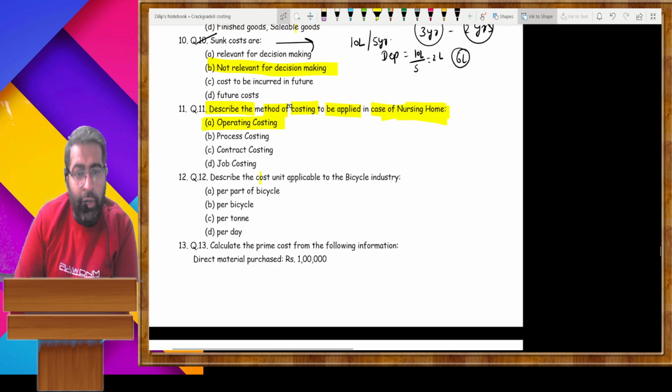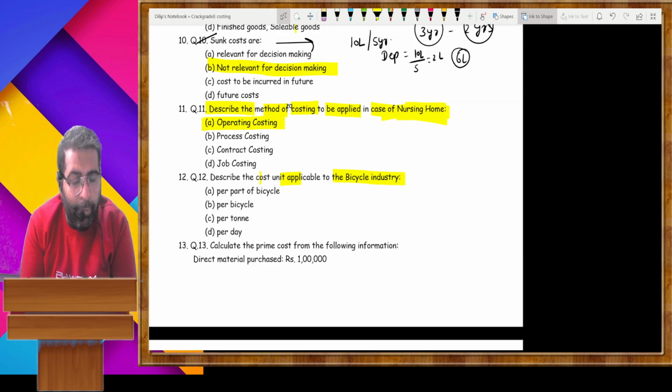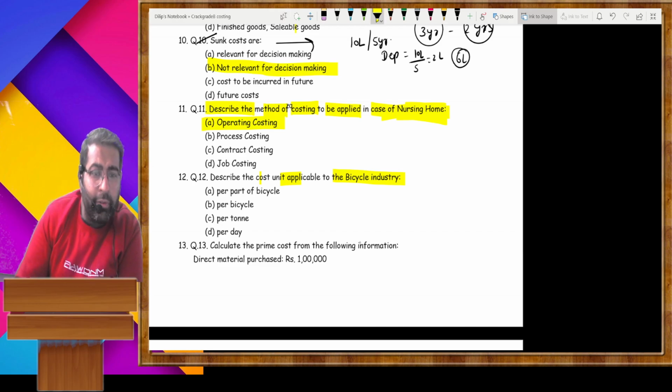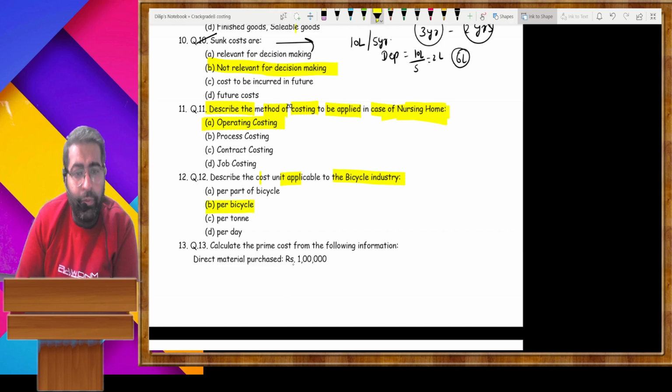Describe the cost unit applicable to the bicycle industry. Per part of bicycle, per bicycle, per ton, per day. Think it. Obviously, per bicycle.